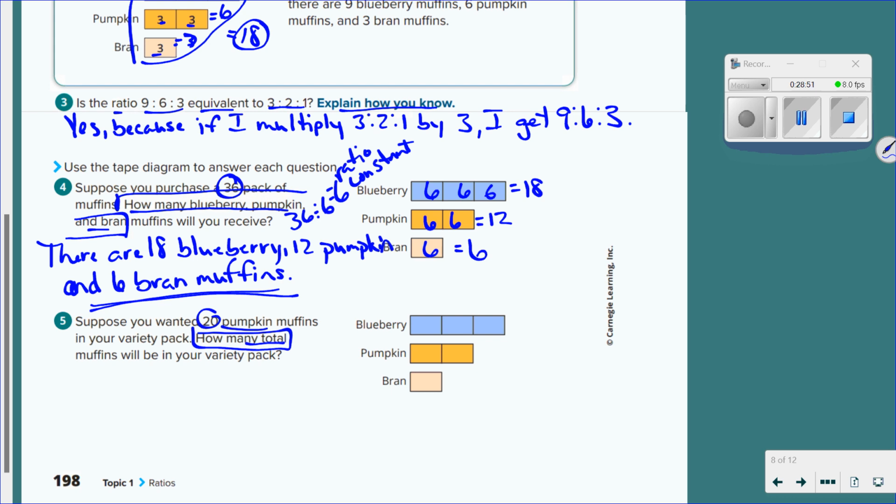Okay, our next one, again, they give you the information, but you've got to apply it. So it says there are 20 pumpkins. So I know that my pumpkin is 20, right? How many boxes are there? 2. So what does each box get for my ratio constant? 10. Once I have found it for any one box in my tape diagram, every box gets that ratio constant. Meaning there are now 30 blueberry, 10 bran. Well, what was my question? Total. So what's my total? 60. There are 60 total muffins.